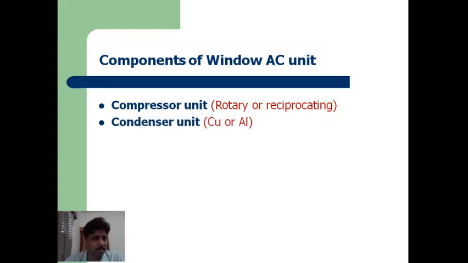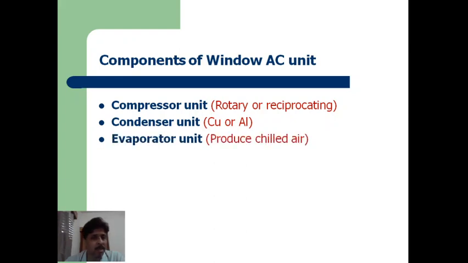The second one is the condenser unit. The condenser unit is usually positioned outside your room, at the rear backside of your AC. The condenser unit condenses the refrigerant vapors back into liquid refrigerant. Most of the heat is dissipated through the condenser unit. The condenser unit is most of the time made up of copper tubes.